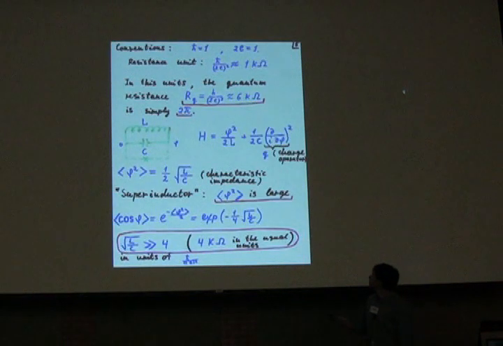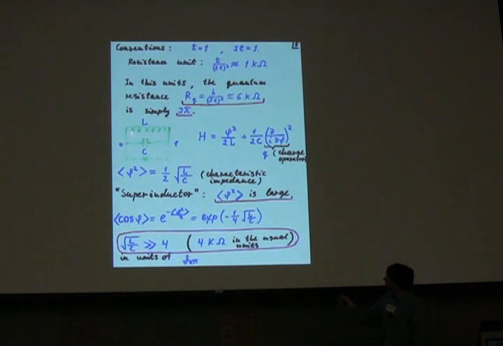Now, let me describe how basic elements of a superconducting circuit work and why we need large inductors. I'll be using these units. The Planck constant is one, and the charge of a Cooper pair is one. In these units, the resistance unit is this, which is about 1 kilo-ohm, and so 6 kilo-ohm is just 2 pi in the dimensional units.